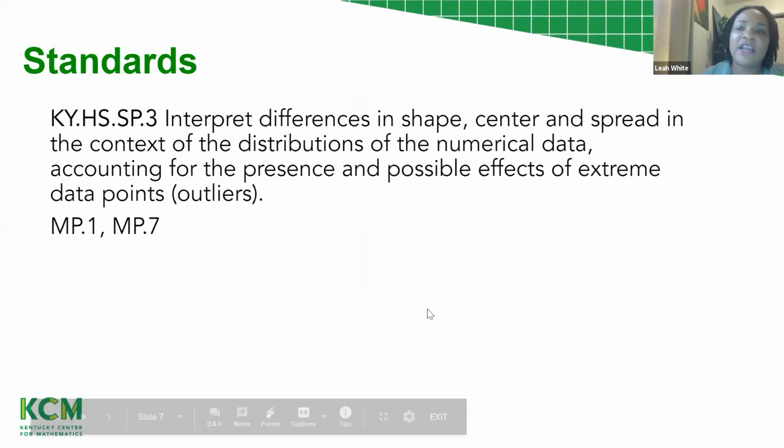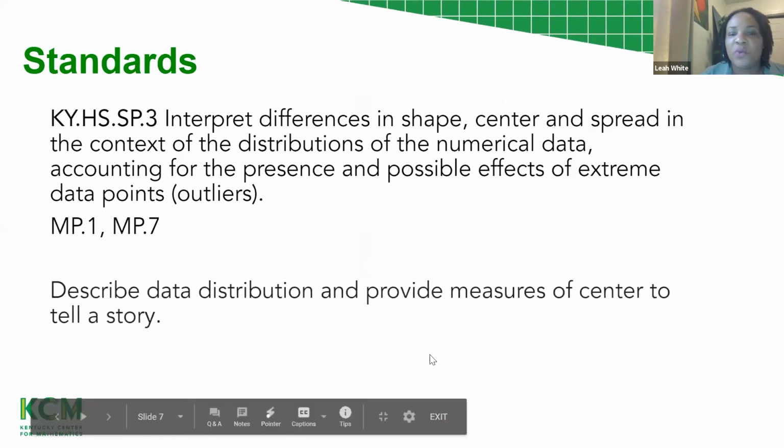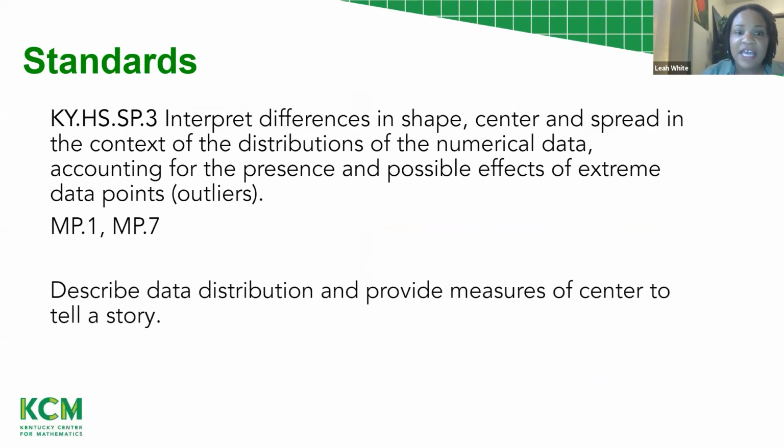And so let's look at the standard. We're going to be looking at statistics specifically: interpreting differences in shape, center, and spread in the context of the distributions, and looking for those outliers. So really what we're going to be doing is looking at data. We're going to actually look at live data, that is a sample from a population, and we're going to talk about what that data looks like, its shape, its center, its spread, and then talk about those measures of center that would help us tell the story.